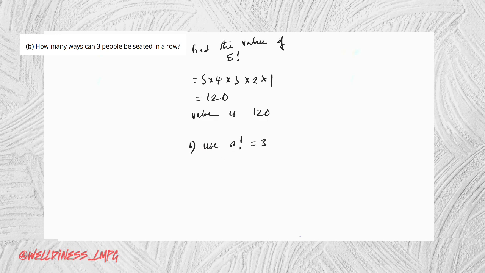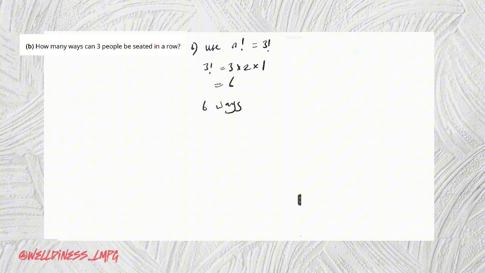So now the next question says, how many ways can 3 people be seated in a row? For this question, we use n factorial, which in this case is 3 factorial, because our n is 3. So 3 factorial will give you 3 times 2 times 1, which is equal to 6, and the answer is 6 ways.